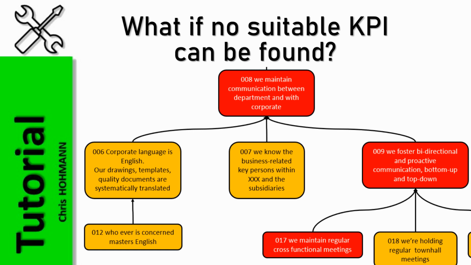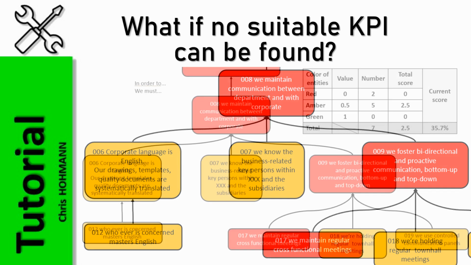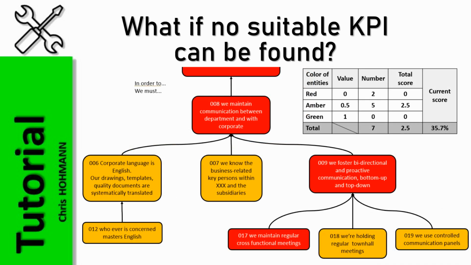Well, one elegant way to summarize the status in a figure and monitor progress over time is to first give a value for each color. I choose to value green at 1, amber at 0.5, red will be valued at 0. Then I count the number of entities beneath entity 8. There are 7. So the max score, if all of them are green, is 7.